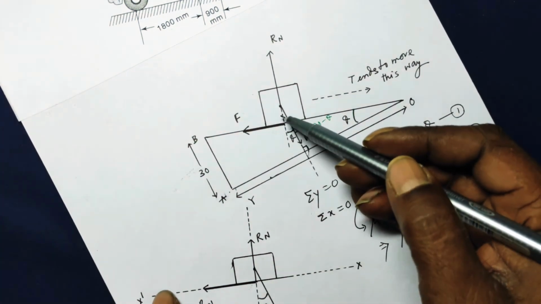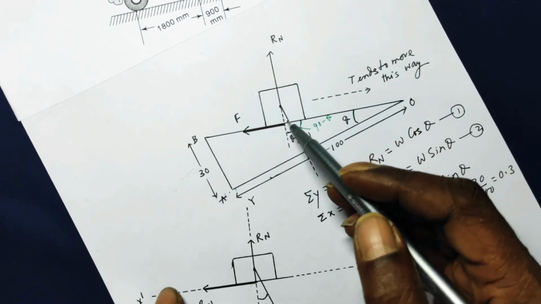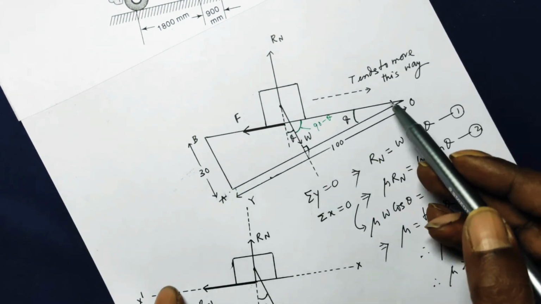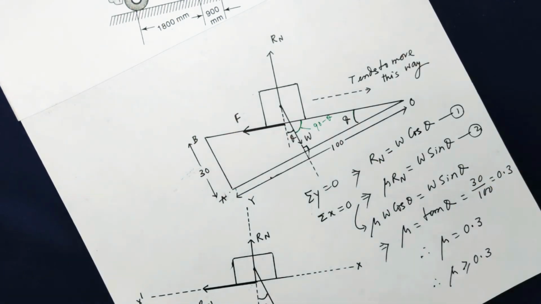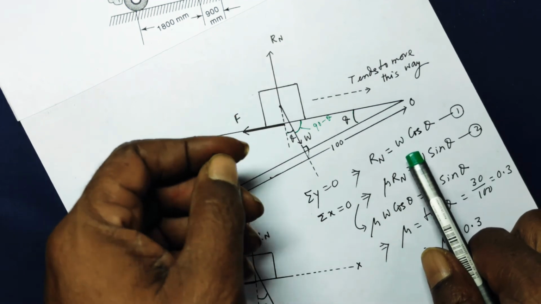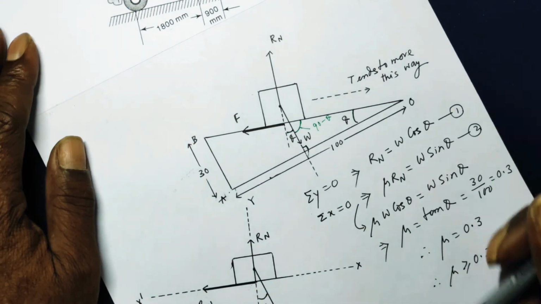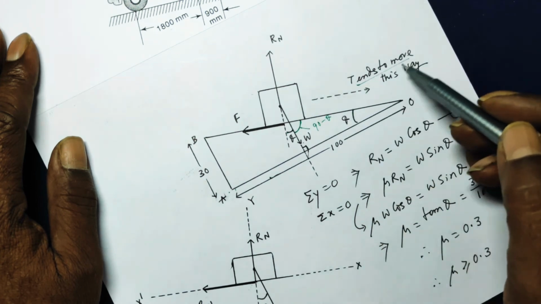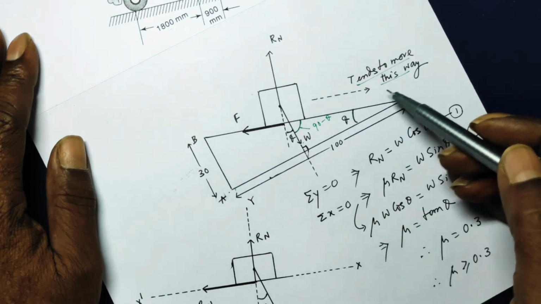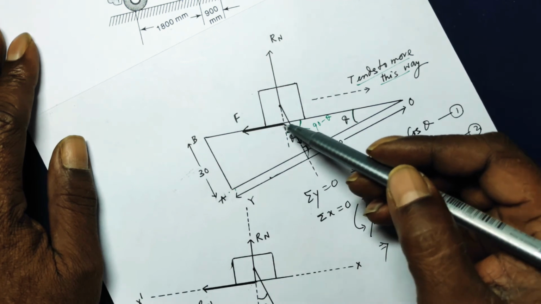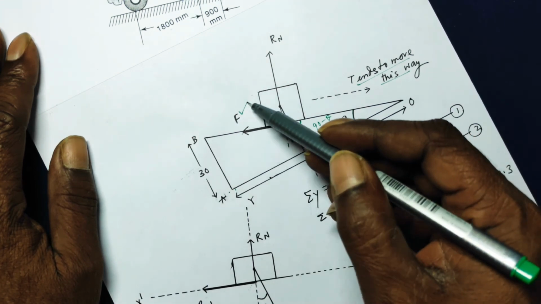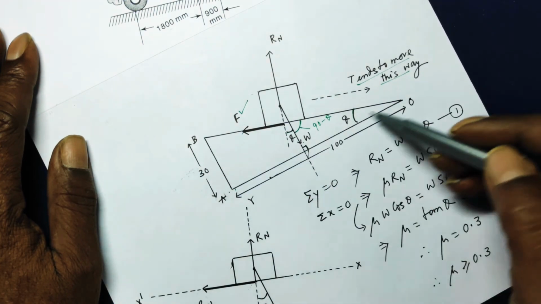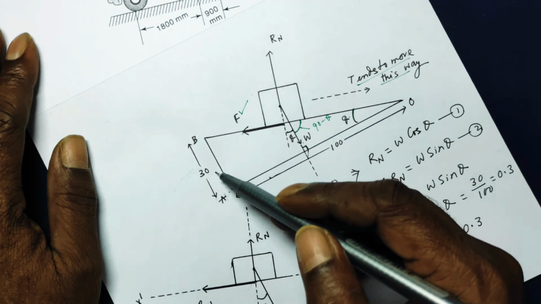Now, the car will tend to move to this side. It is trying to move up, but a component of its weight will be acting to this side, so it will tend to move this way. So it is the friction that is holding it back, so the friction will be to this side, force of friction F. If this angle is theta, in this triangle, tan theta will be 30 over 100.